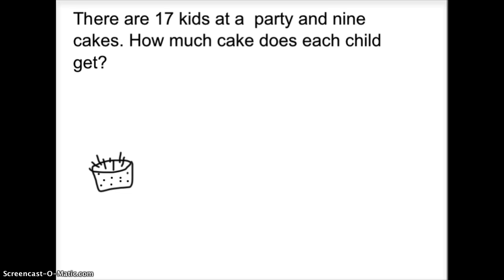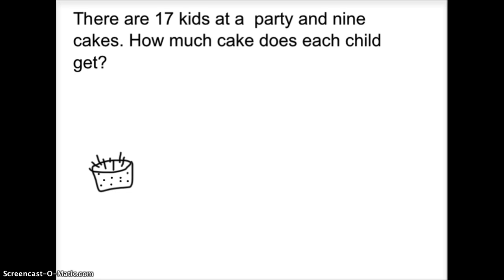So I think last night there was a question that looked something like this. I don't have that sheet with me at home, so I'm going to try my best to copy some of the questions that I remember. This one was where there's 17 kids at a party and they have 9 cakes to share. What we learn in class is whenever there's more people to share than the items that can be shared, we know that that's going to be less than a whole. And so they're going to come out with a fractional answer.